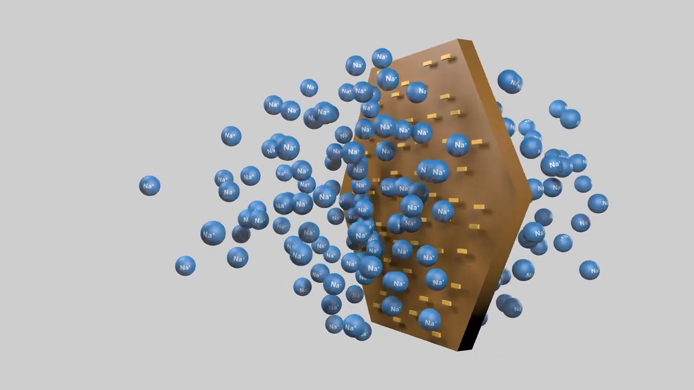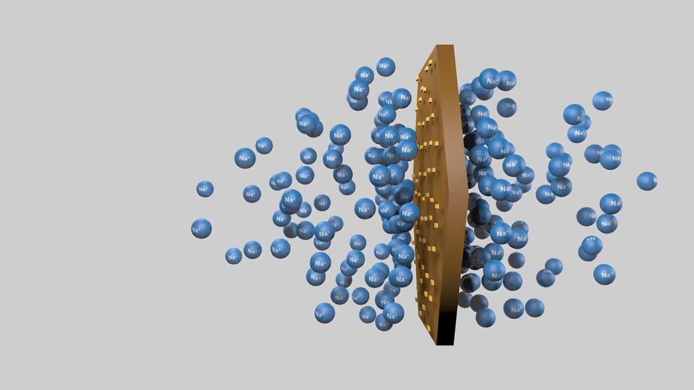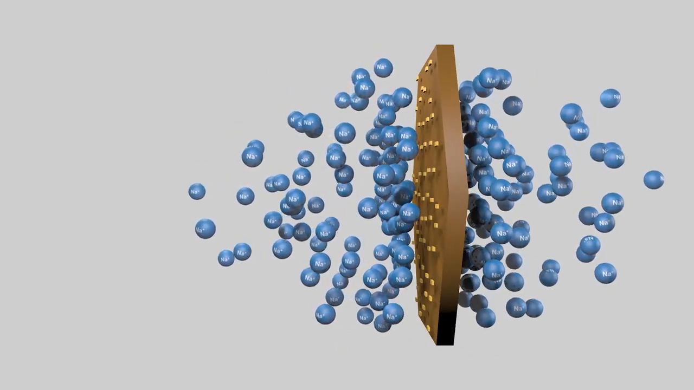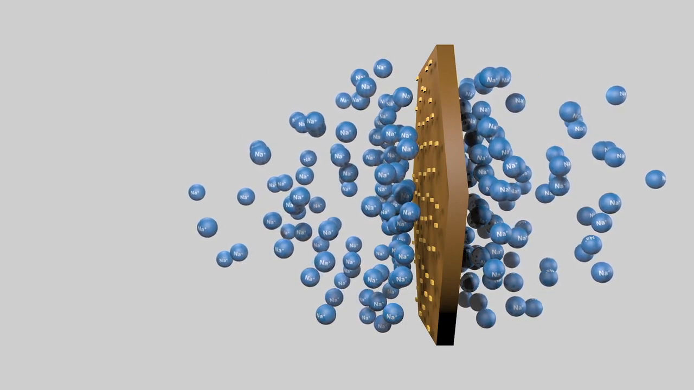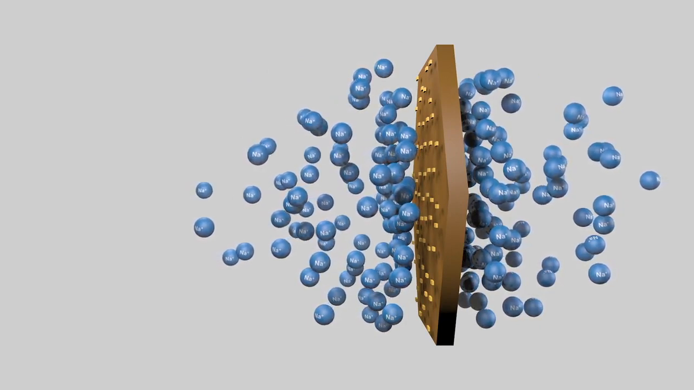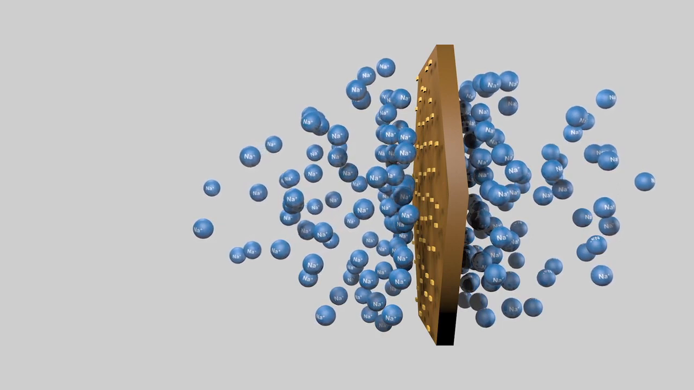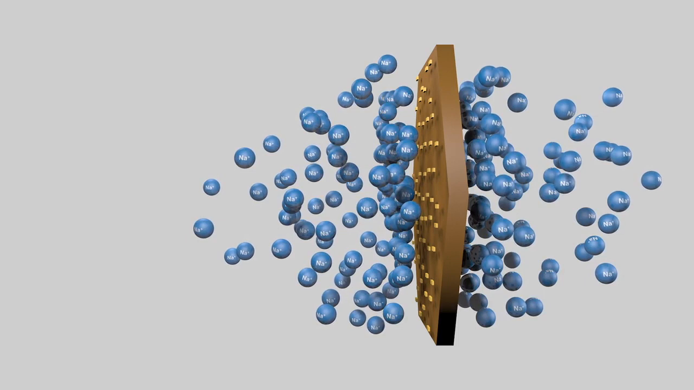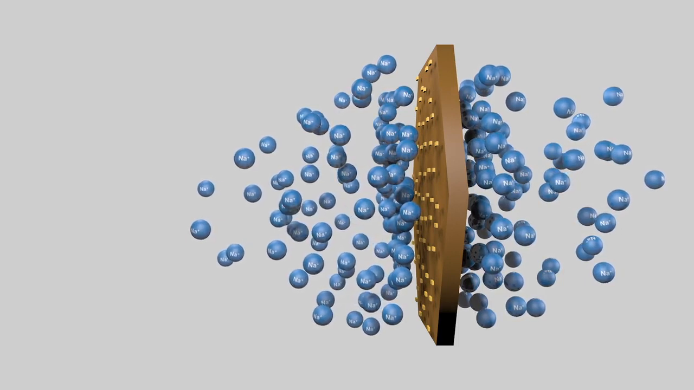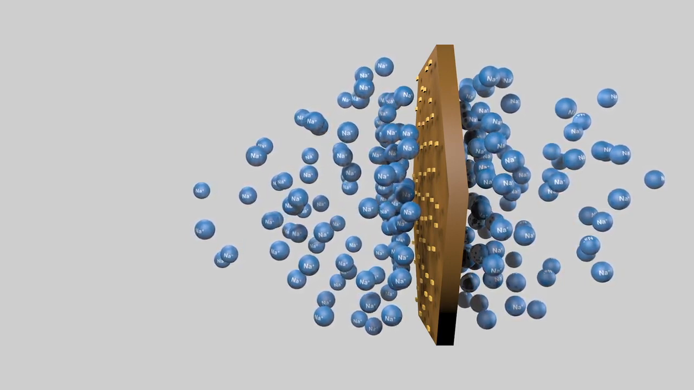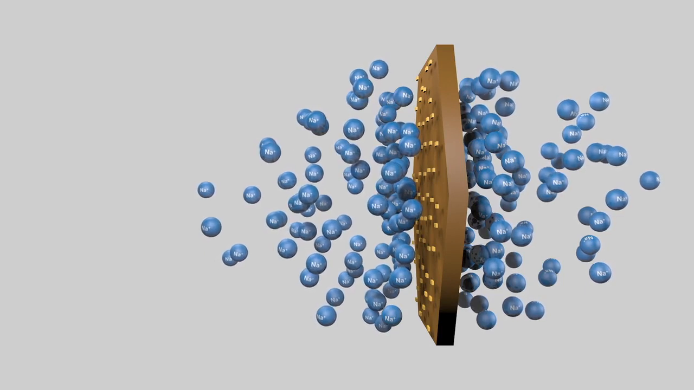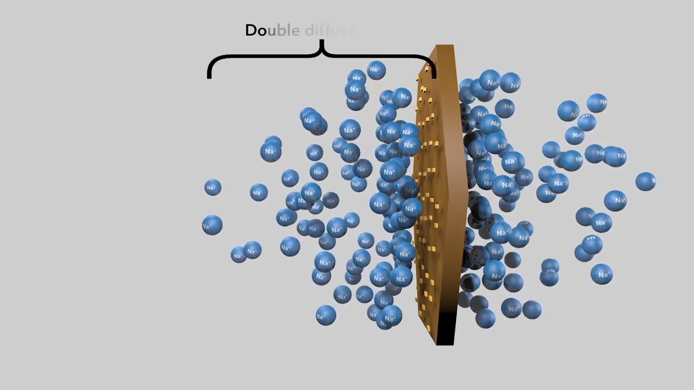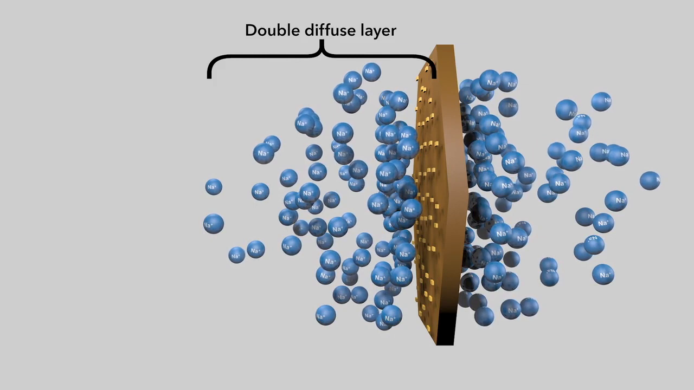From a side view, we can see that the cloud of sodium ions is densest close to the negatively charged clay platelet. The cloud of ions is less dense with distance from the clay surface. This combination of charges, negatively charged sites on the clay surface, and the cloud of cations in the adjacent space, is called the double diffuse layer.